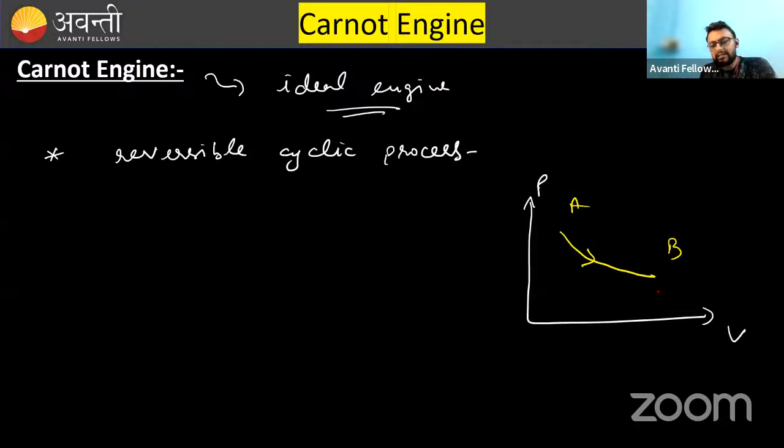Now, what if I start compressing the system again? Then if it follows the same path, it is known as a reversible process. What I'm saying is, a process starts at A and is expanded up to B. Now, if I reverse the process, if I compress it again, and it follows the same path on the PV curve, then the process is known as a reversible process. Generally, processes are not reversible. Some form of energy is lost during the process.